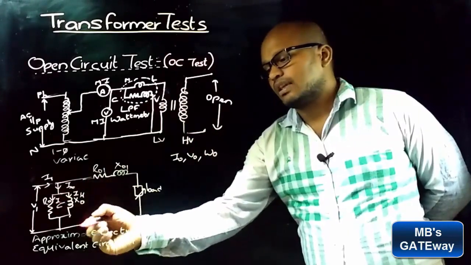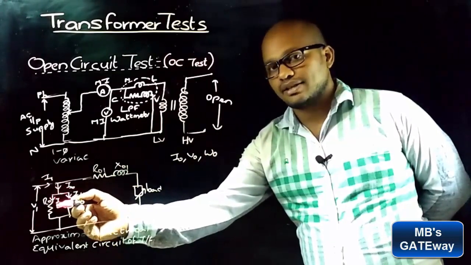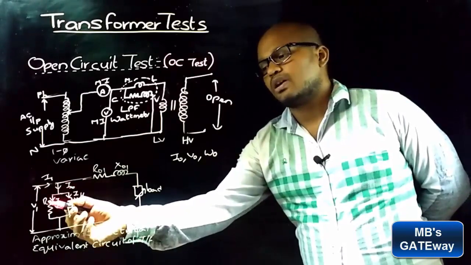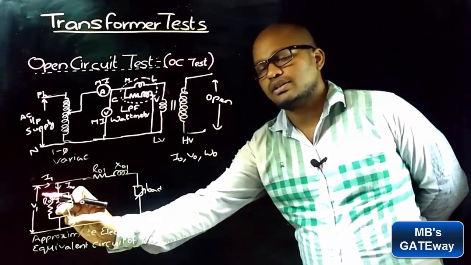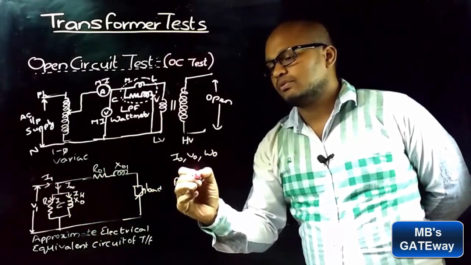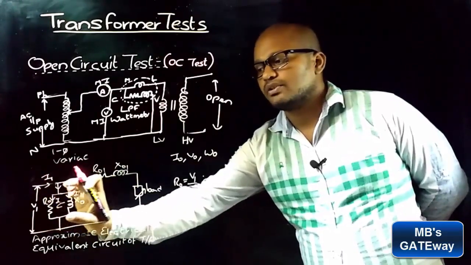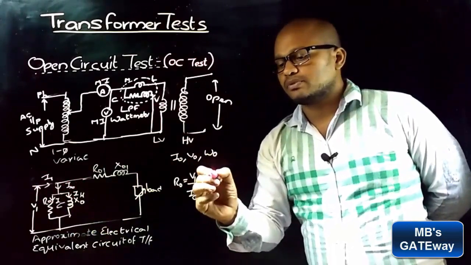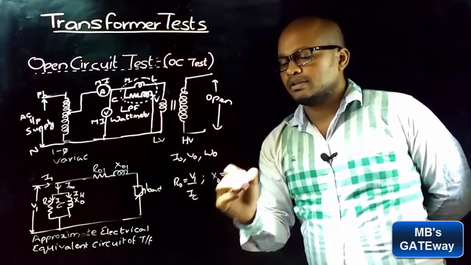Observe in the approximate electrical equivalent circuit of the transformer that the current flowing through R0 is IC and the current flowing through X0 is I mu. So R0 can be taken as the voltage across R0 divided by the current flowing through R0. So R0 is equal to V1 by IC, and X0 is equal to the voltage across X0, which is V1, divided by the current flowing through X0, which is I mu. So X0 is equal to V1 by I mu.